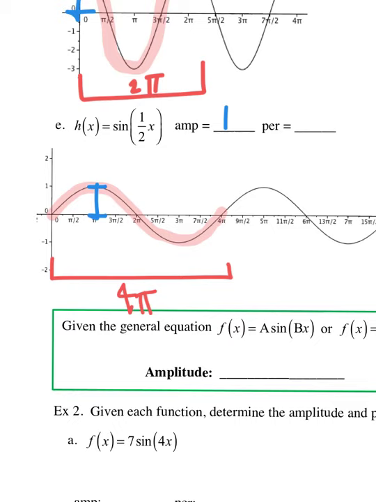Okay, so for E, I highlighted one positive sine cycle. For the amplitude, I found the distance from the midline to the maximum. And then to figure out the period, it's the length of one cycle. This time, I started at 0 and I ended at 4 pi, so my period is 4 pi.